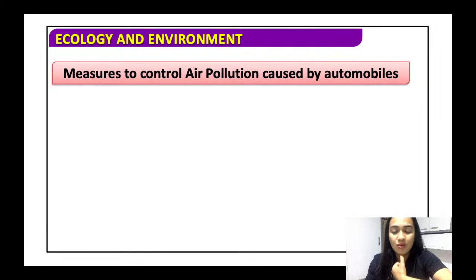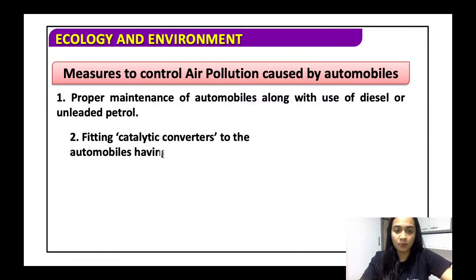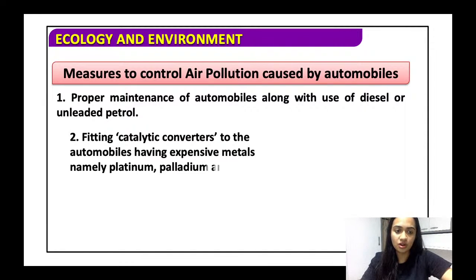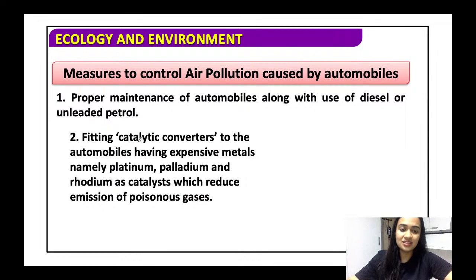So now how can we control air pollution? This is used in factories. Now we cannot attach it to every automobile. So how do we control air pollution for automobiles? You require proper maintenance for automobiles. We get PUC done, pollution under control. Another thing is fitting of catalytic converters.